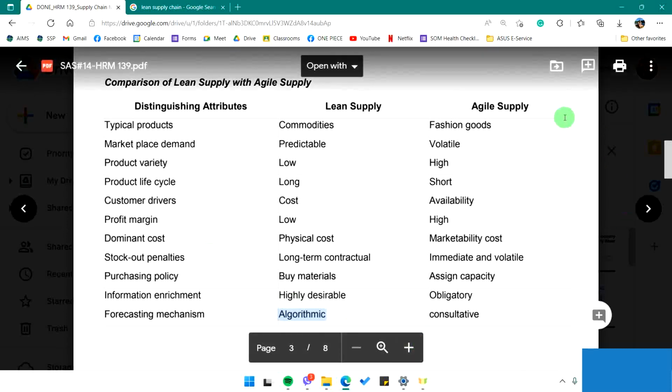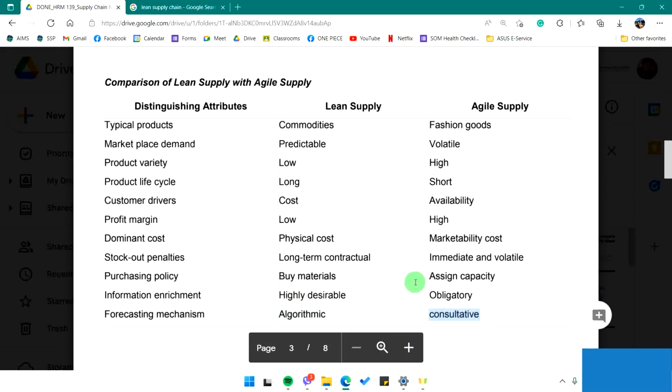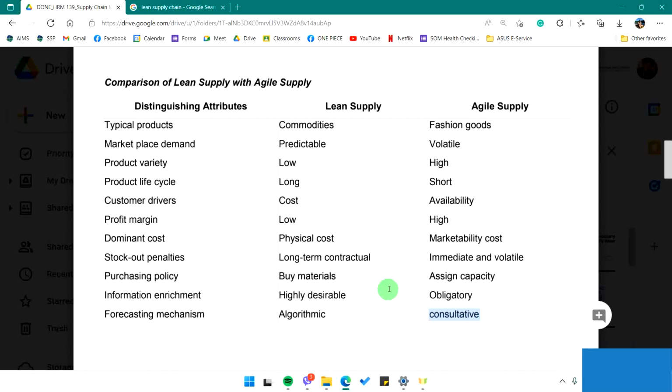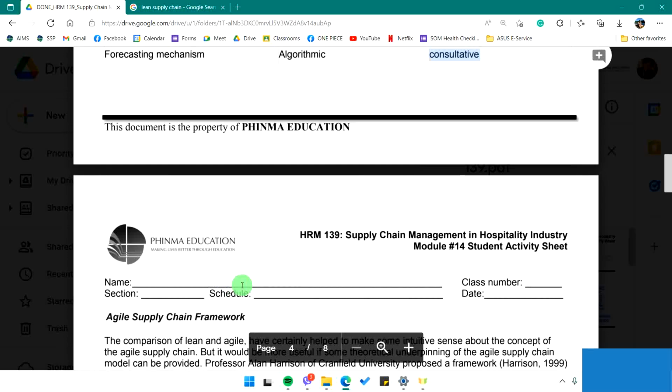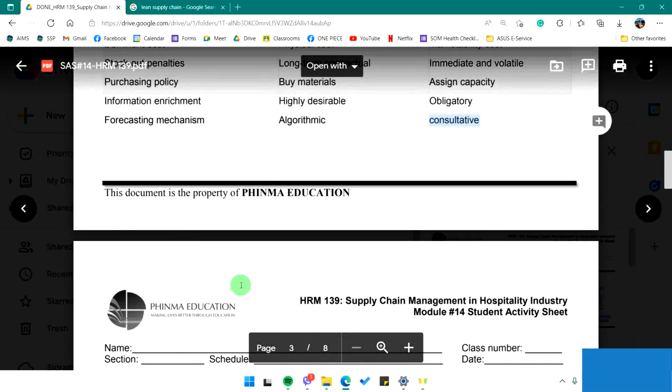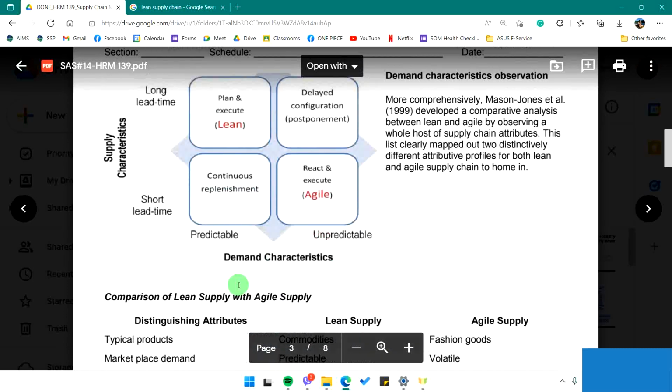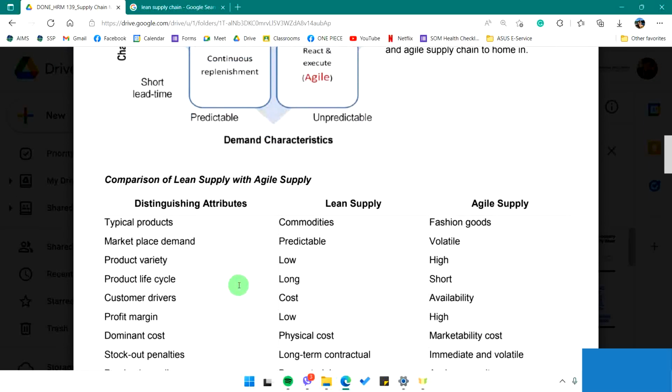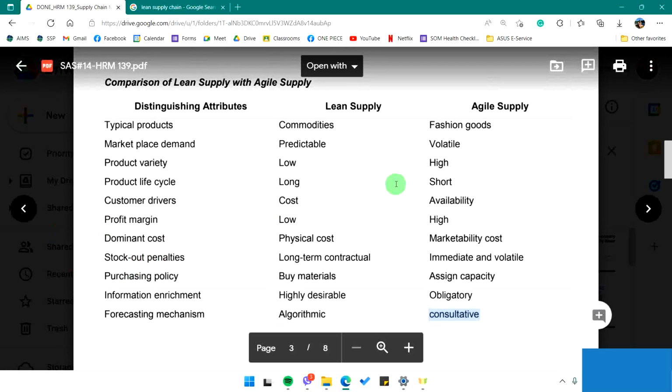Whereas compared with agile supply chain businesses, more on consultative ang forecasting natin. You always look at data. You always look at researches. You always look at what survey or yun nga, researches, thesis data, studies, ganyan, market data. Yun ang tinitingnan natin for our forecasting mechanism. So that's it, no? Feeling ko in that specific discussion only, you can already tell the difference of lean supply chain and agile supply chain.